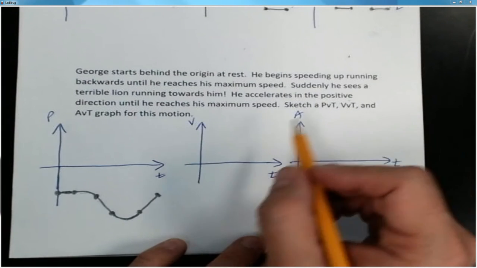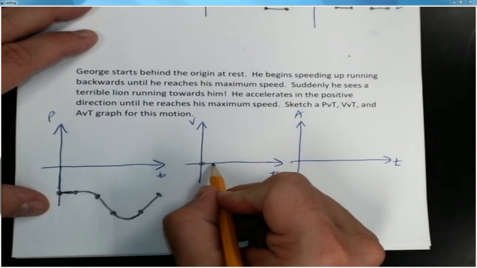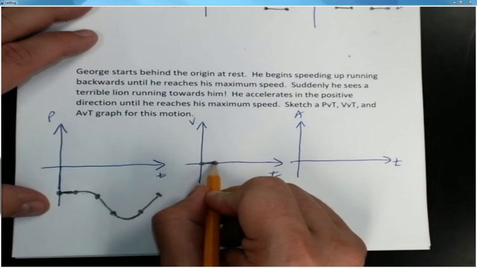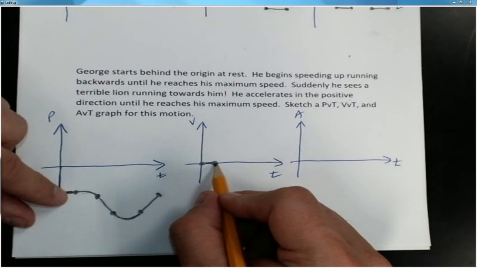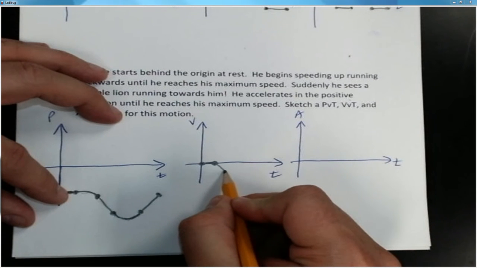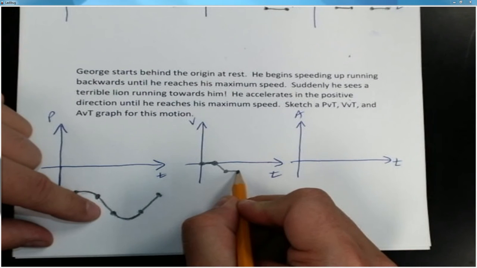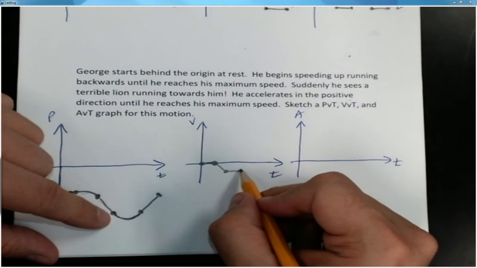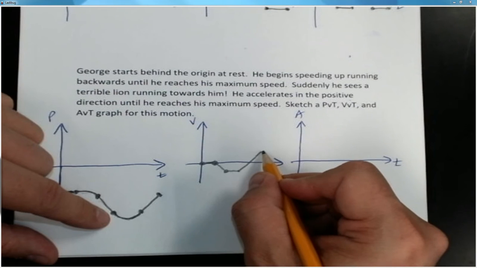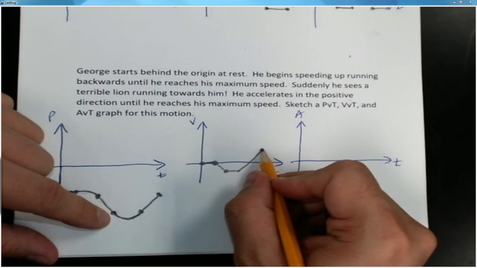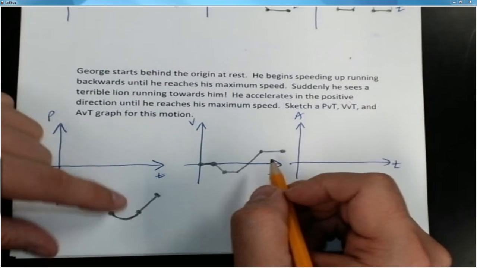Now we're going to sketch our velocity versus time. Well, his velocity versus time here is 0 because he was at rest. And then he's beginning to speed up in the negative direction. Then he has a constant speed in the negative direction. Then he slows down in the negative direction, and then he speeds up in the positive direction, and then he reaches a constant speed in the positive direction.